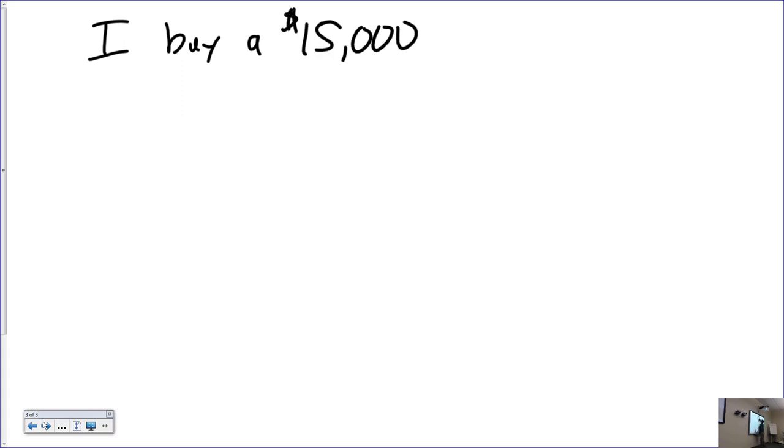Let's suppose that I buy, let's keep it simple, a $15,000 used tractor. And this is very used, because a tractor doesn't cost anywhere near $15,000 anymore. So this is something that's made in the mid-1900s, 60s, 70s would be my guess. You can probably get one of those for 15 grand.